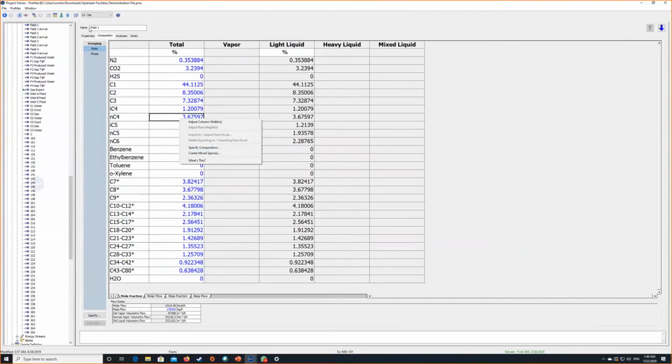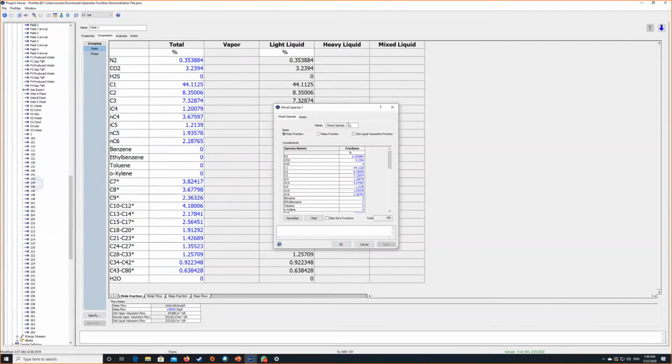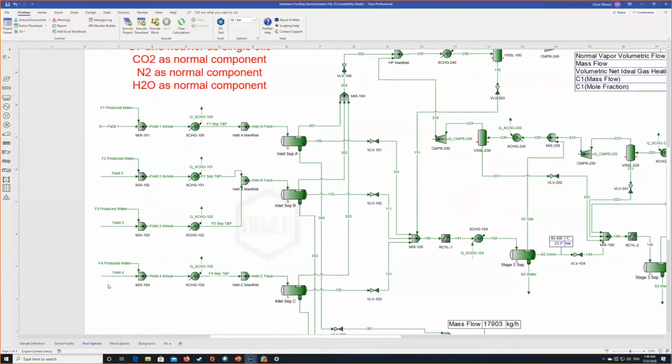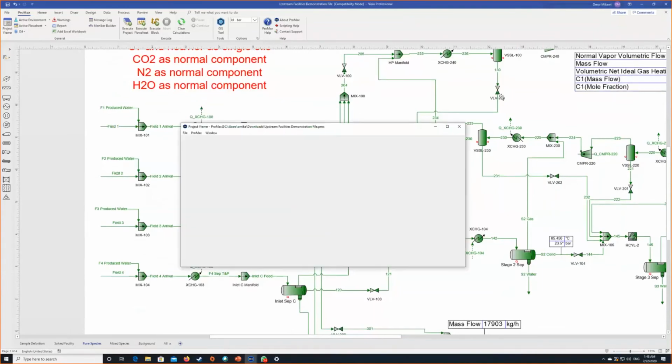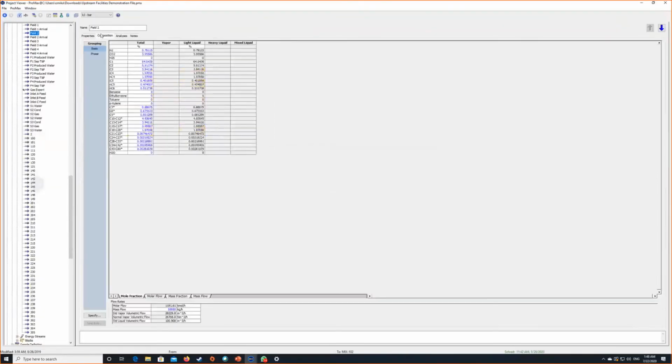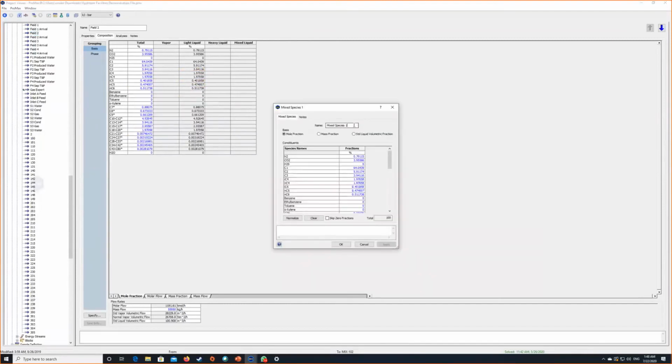So this is field 1. I'm going to create a mixed species with this composition and label it field 1. And I'm going to do the same thing for the 3 other fields. So field 2, create a mixed species, label that as field 2.